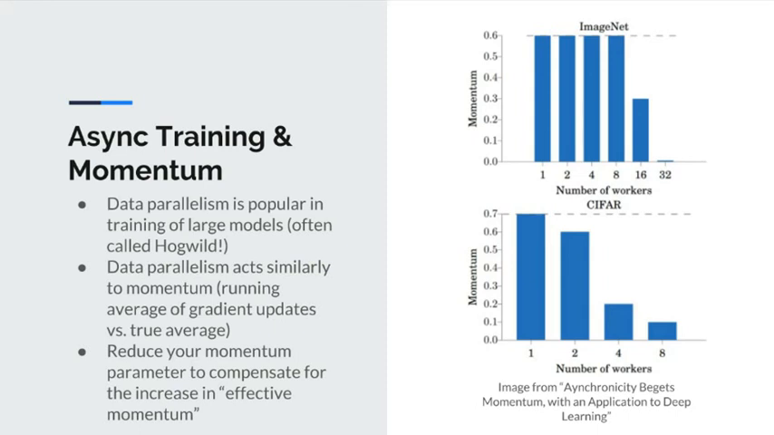If you found a momentum that works well in a synchronous setting, you should reduce your momentum parameter if you add in asynchronous training. This is to compensate for the increase in effective momentum provided by asynchronous training.